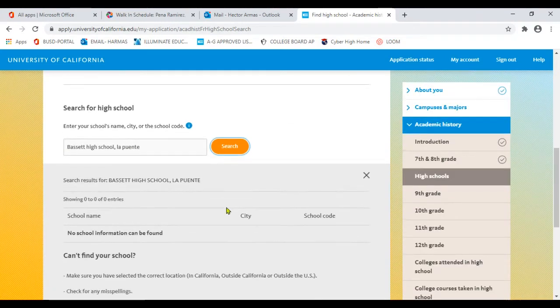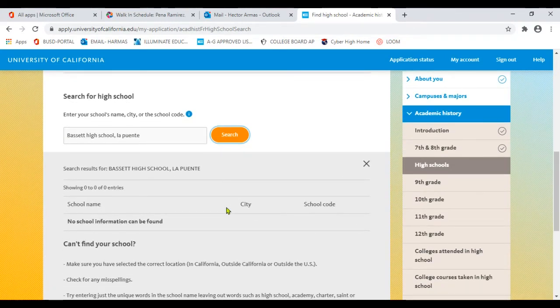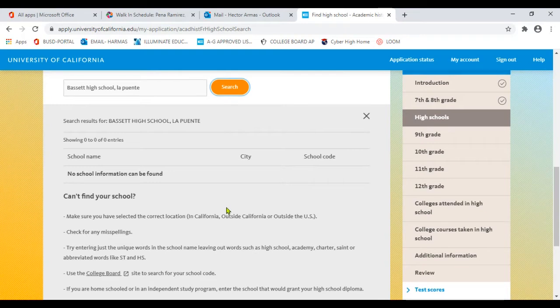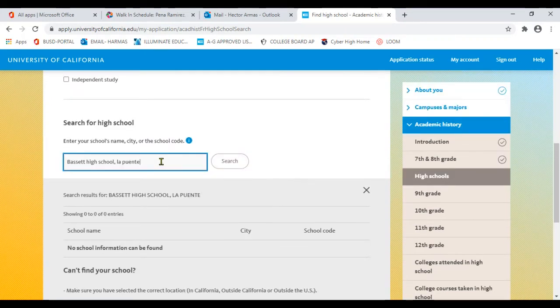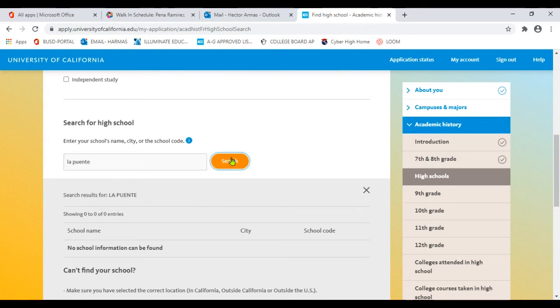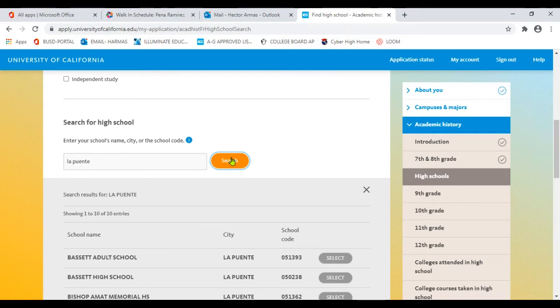And then when I look over here, it says, hey, there's 0 entries of 0 entries. And I'm like, okay, what did I do? So in this case, you know what? Let me try just La Puente. That's the city, La Puente. And let's see if it gives me the name of the school. Ah, there, I have some schools here.